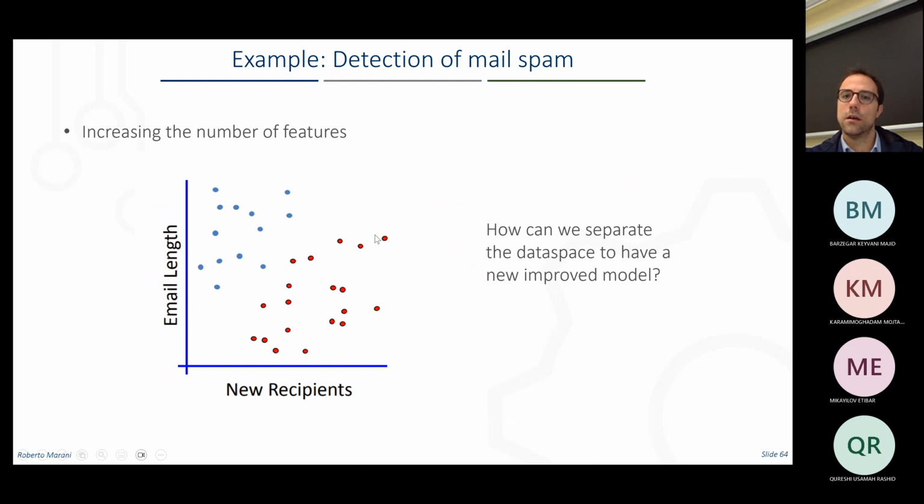Of course, there are many features that you can use. For example, the mail length, the number of recipients, and then you can create your separation, like a linear separation, to separate what is good from what is not good.